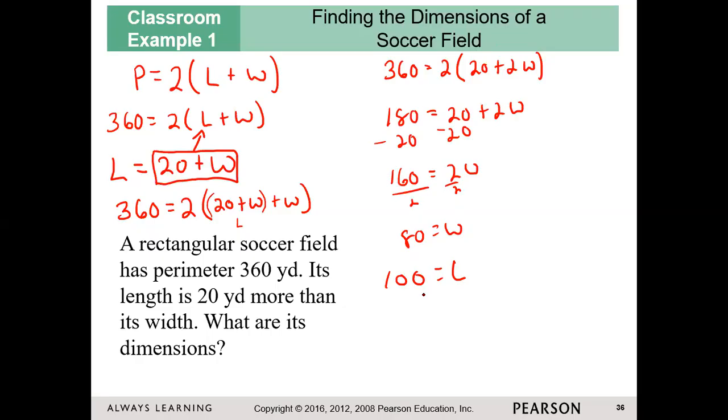And you can always check your answer by taking 100. Again, it's the perimeter of a rectangular soccer field. So perimeter is adding up all the sides. So 100 plus 100 plus 80 plus 80 is definitely 360. Okay, so it does check out. Ready?